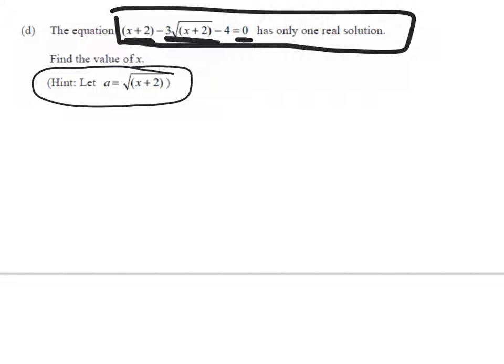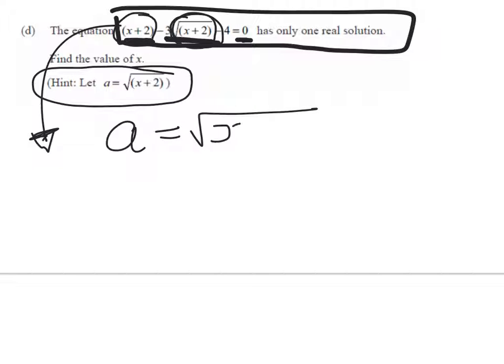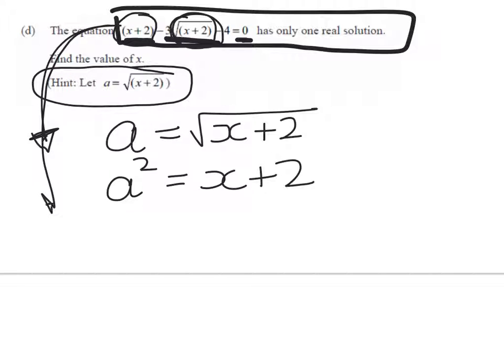As soon as you see an equation like this, you've got to think, how can I make that a quadratic? If I make this middle term what is usually my x, then this is going to be something squared. So we'll go with their hint, and we'll call a the square root of x + 2. That gives us a² = x + 2.